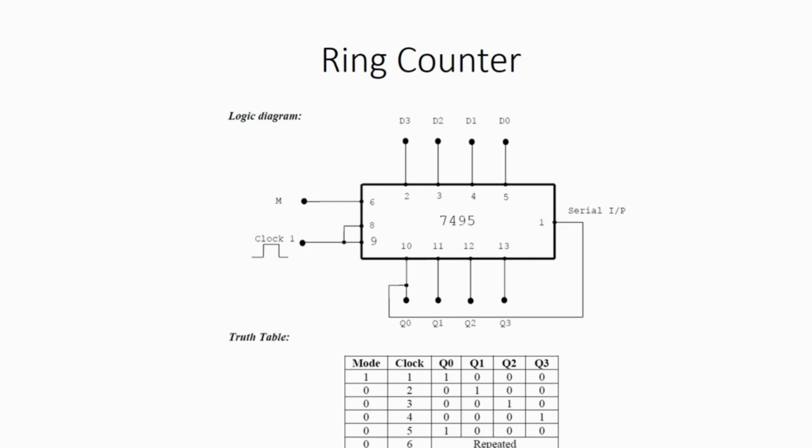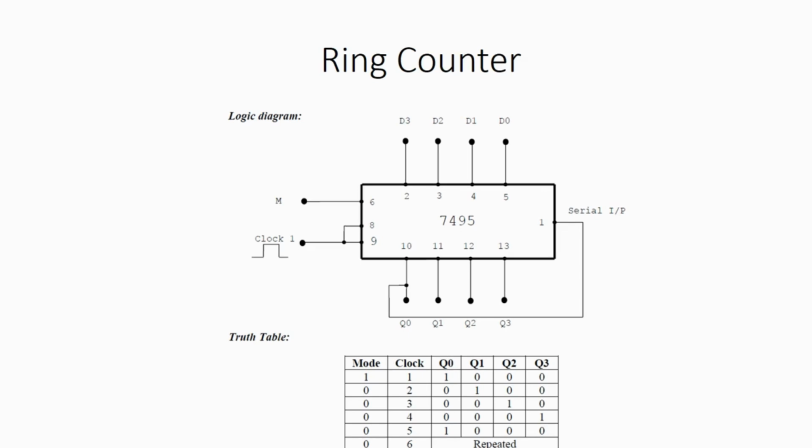In order to make 7495 work as a ring counter, the logic diagram shows the connections. The only connection required here is that the Q0 output has to be connected to the serial input DS. So pin 1 is connected to the 10th pin.